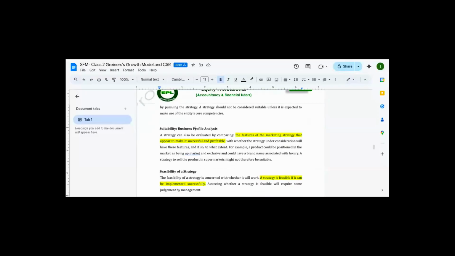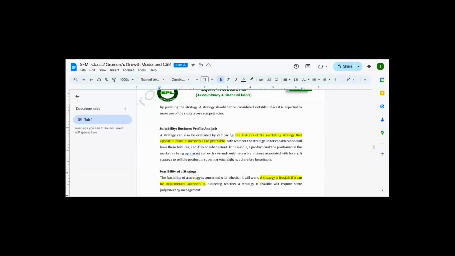Suitability in terms of business profile analysis. So in terms of business profile analysis now, we are talking that the company should consider their brand name, they should consider the profit to be realized, they should consider the customers that they want to roll out this strategy for. Because if you don't consider the business profile, that strategy will not yield the expected significant positive result.